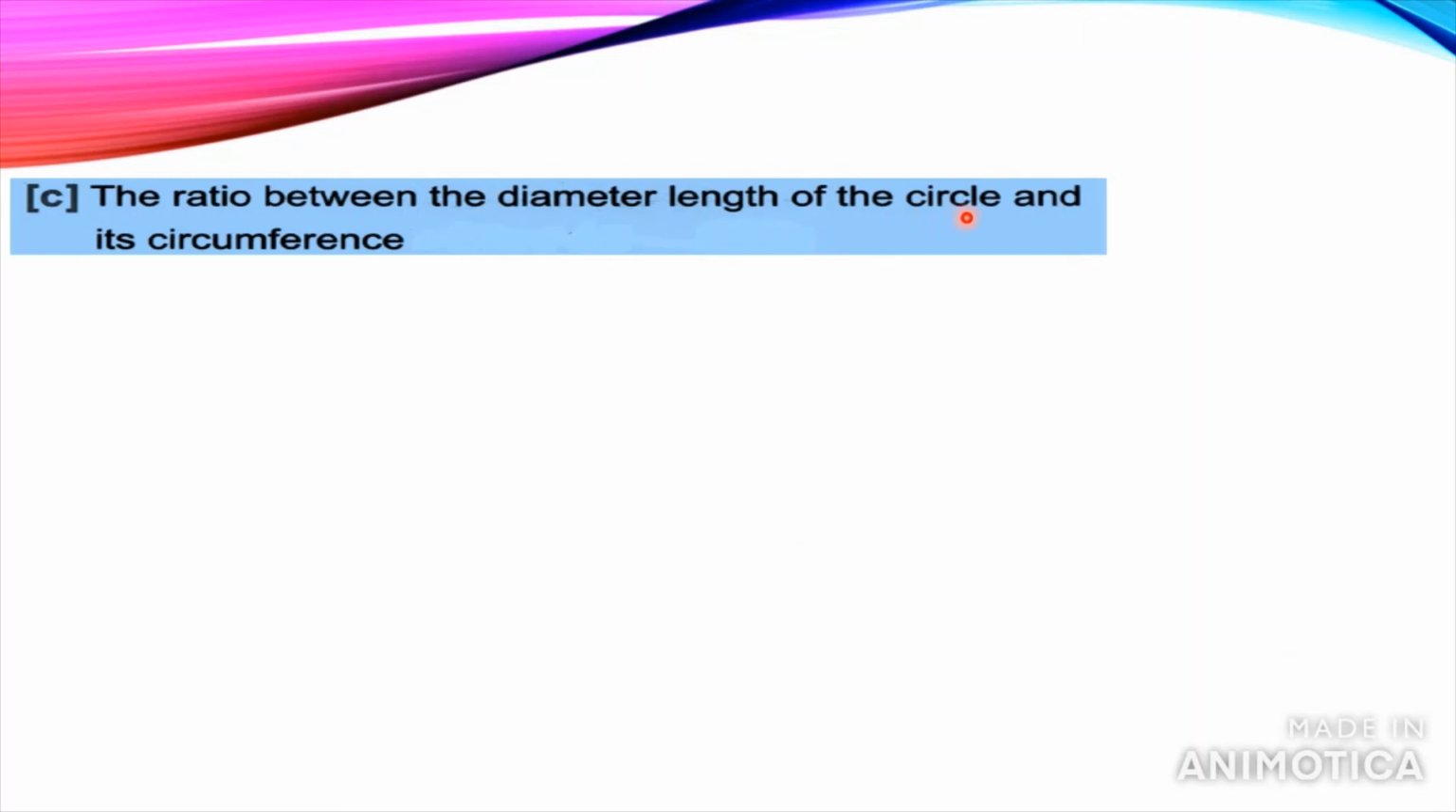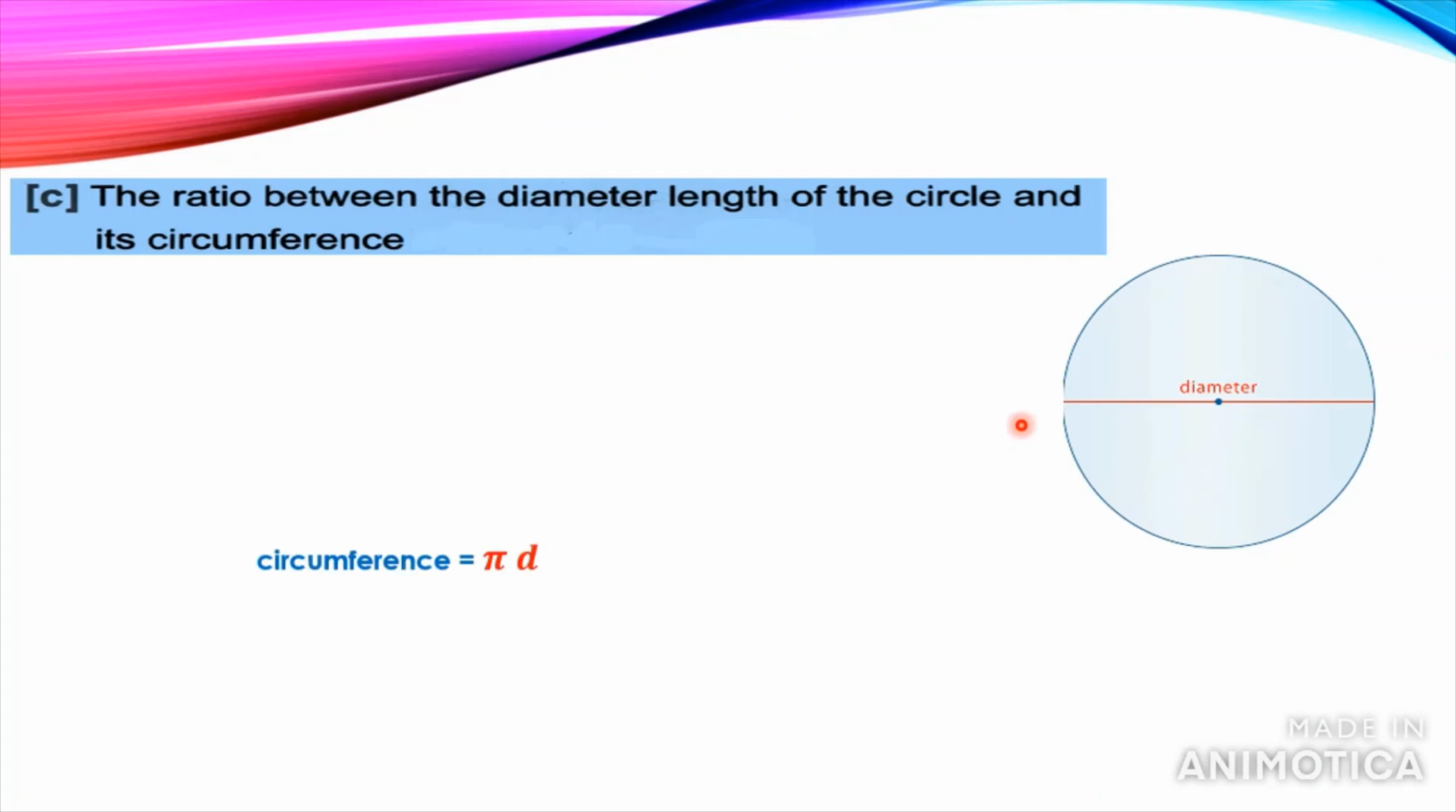Okay, number C. The ratio between the diameter length of a circle and its circumference. Let's remember what the diameter is. The diameter is the line joining two points on the circle, and it must pass through the center. So this is called the diameter. We know that the circumference of the circle equals pi times d, pi times diameter.